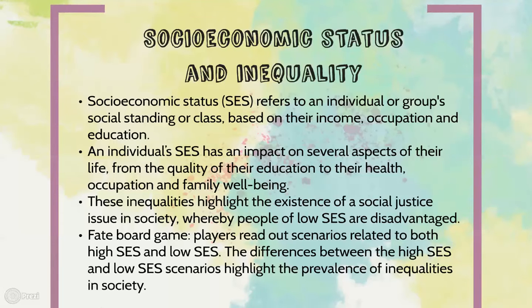People of high SES have access to better quality education, healthcare, technology and greater career opportunities, whereas people of low SES have access to fewer educational resources, healthcare, technology and fewer career opportunities. These inequalities highlight the existence of a social justice issue in society whereby people of low SES are disadvantaged. In the Fate board game, players read out scenarios related to both high SES and low SES. The differences between the high SES and low SES scenarios highlight the prevalence of inequalities in society.